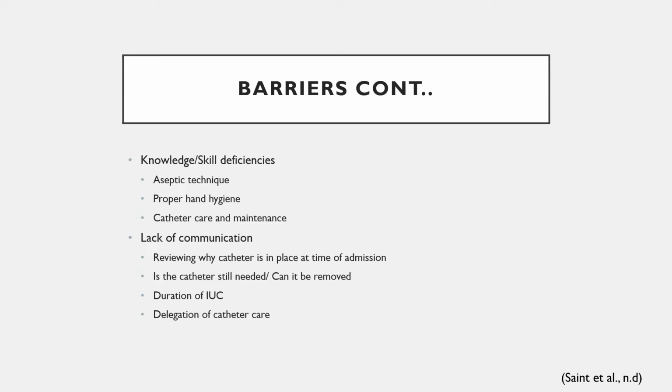Lack of communication. Reviewing why the catheter is still in place at the time of admission, asking if the catheter is still needed or can it be removed, identifying how long the catheter has been in place, and delegation of catheter care. All of these items need to be clearly communicated with other nurses, providers, or UAPs to improve patient safety.